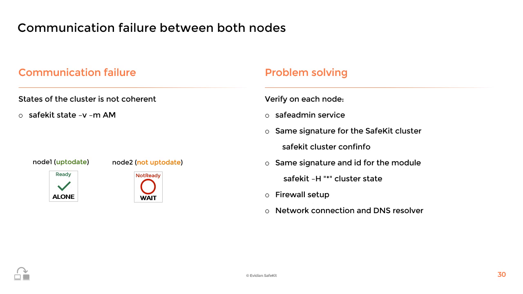To solve this issue, verify the following on each node. Confirm that the SafeAdmin service is running properly. Ensure that the SafeKit cluster has the same signature on both nodes by using the safekit cluster confinfo command. Confirm that the module has the same signature and ID by using the safekit cluster state command with the -h* option. Check the firewall setup to ensure there are no blocking rules. Finally, verify the network connection and DNS resolver to ensure they are functioning correctly.